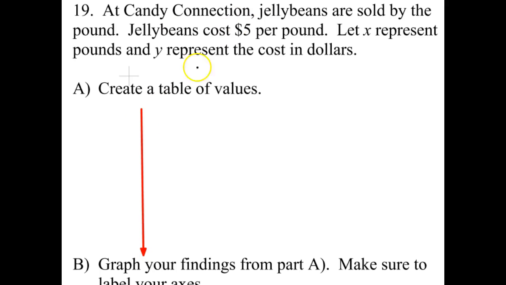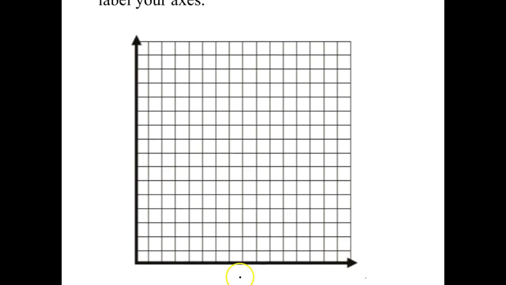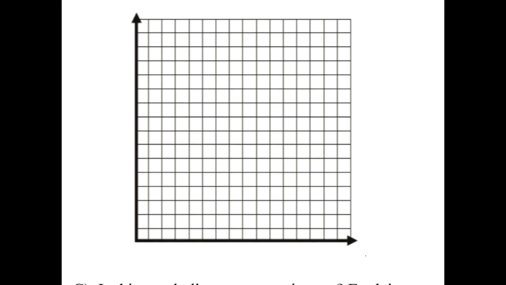Now, just like on the homeworks, put our X and Y, but also put the label on there. And they give us the labels here. X is pounds, so pounds, and Y is cost. And we could go right ahead and put that on our graph as well. We can have our X, which is going to be pounds, and our Y, which is going to be cost.